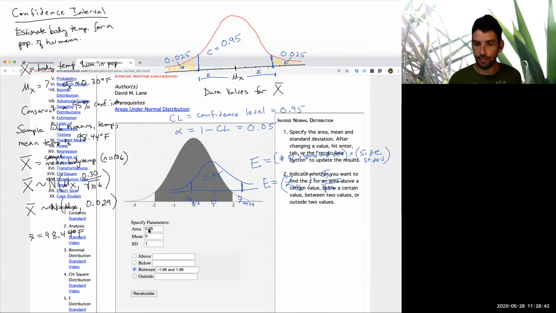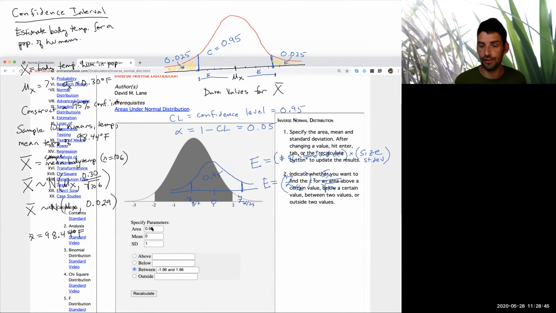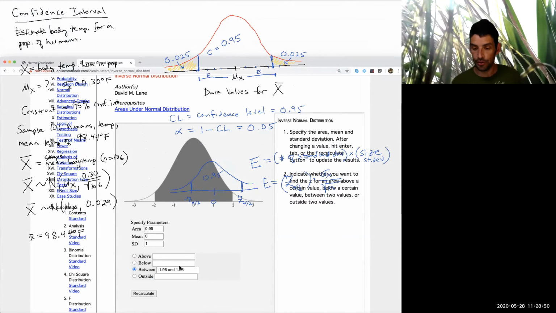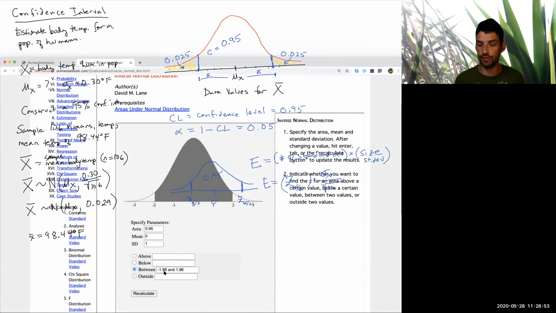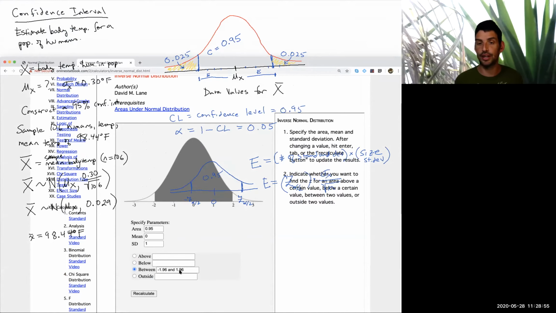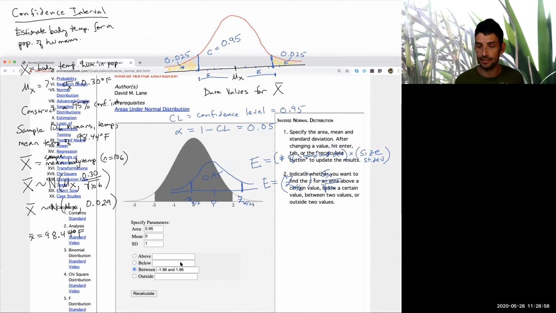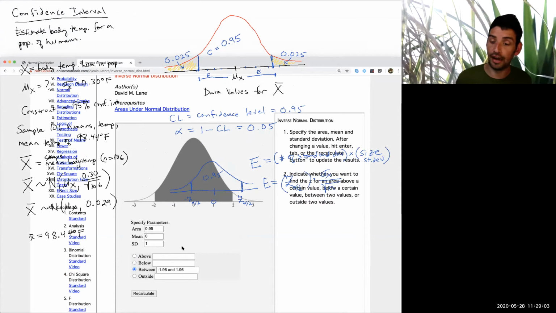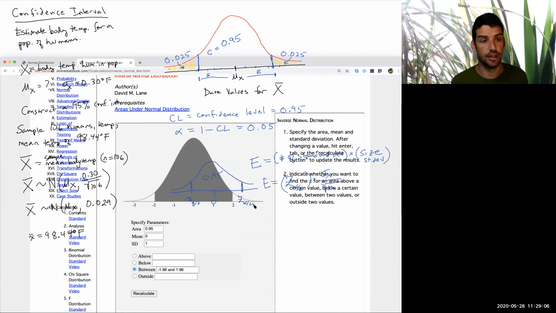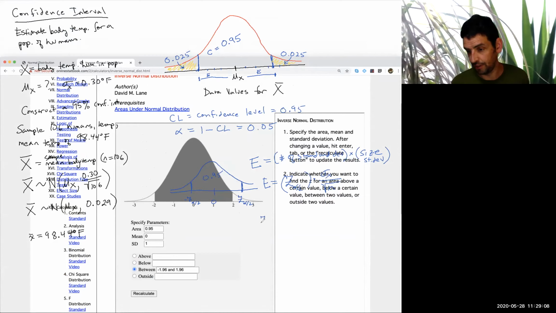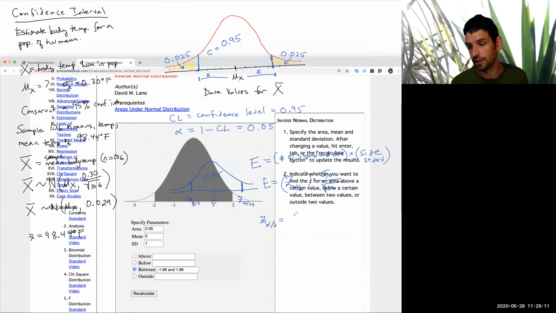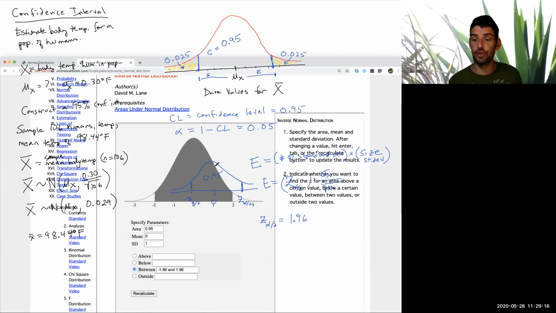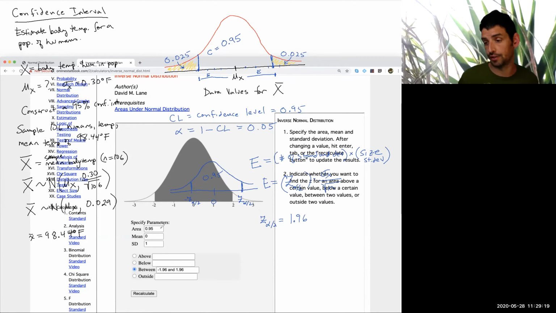So notice I've already put in, I want an area of 0.95 on my standard normal distribution. And what this has told me is that between a z-score of negative 1.96 and 1.96, we will find 95% of the area, right? Or area 0.95. In other words, this is telling me that z of alpha over 2 is equal to 1.96. Right? This will always be the case when we're doing a 95% confidence interval.